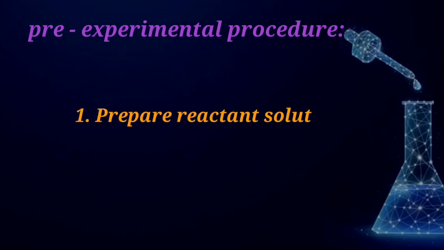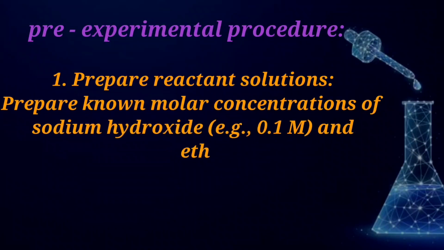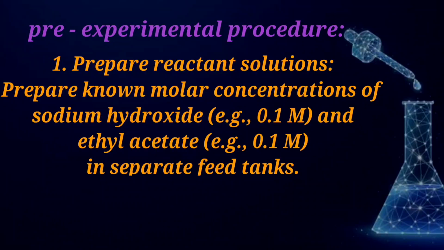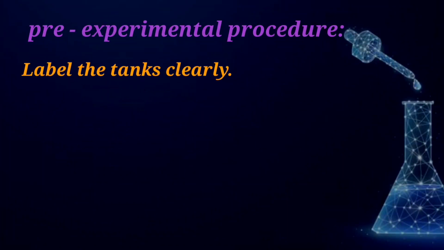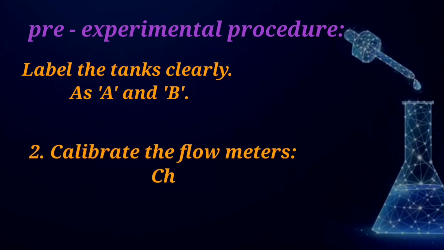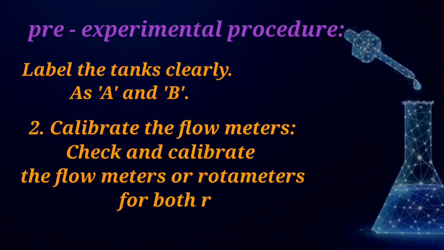Pre-experimental setup. Prepare known molar concentrations of sodium hydroxide and ethyl acetate in separate feed tanks and label the tanks clearly as A and B. Calibrate the flow meters. Check and calibrate the flow meters or rotameters for both reactant streams.